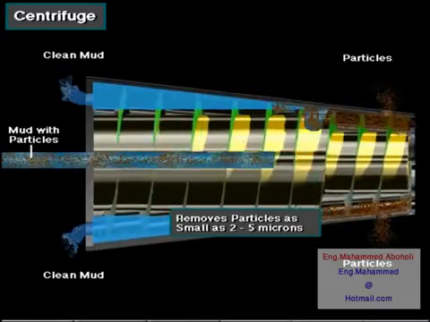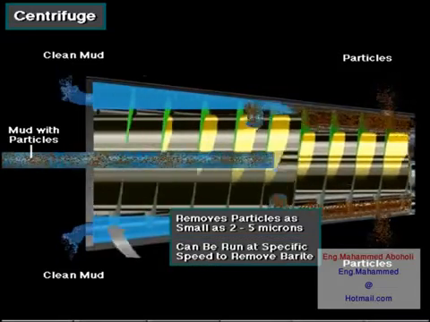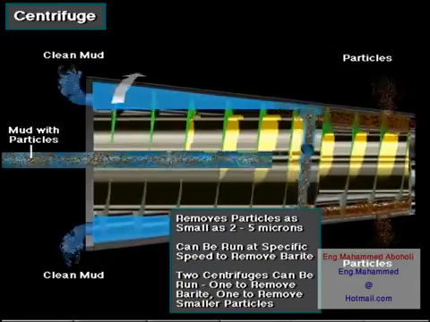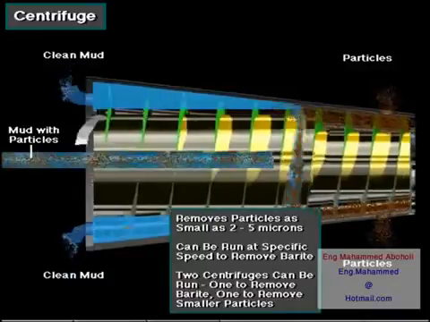A centrifuge removes particles as small as 2 to 5 microns, which includes barite. Sometimes, crew members run a centrifuge at a specific speed to remove barite, so the rig can use it again on the next hole. Occasionally, the rig owner runs 2 centrifuges. The first removes the barite, and the second the finer particles. Crew members then re-add the barite to the mud system.